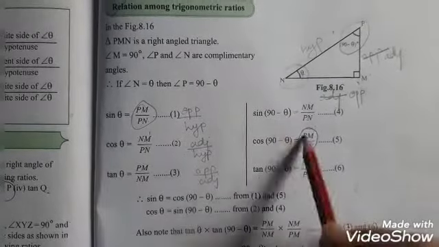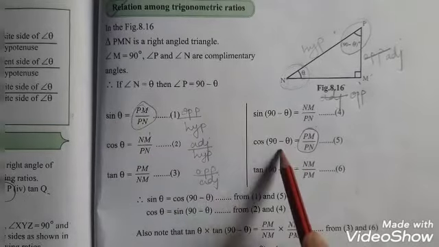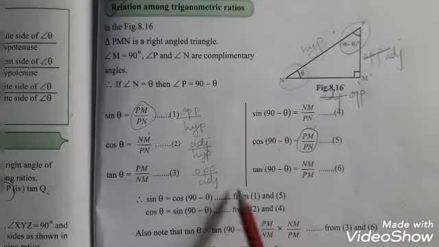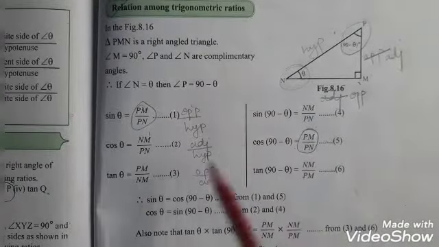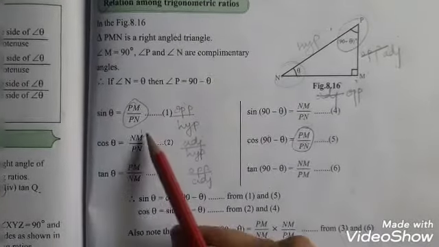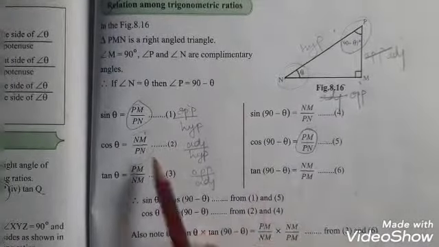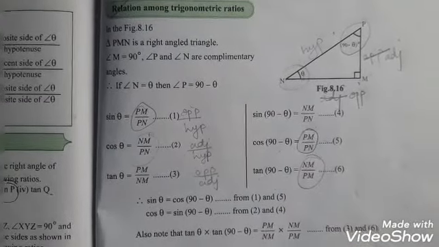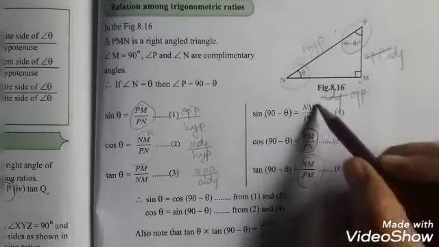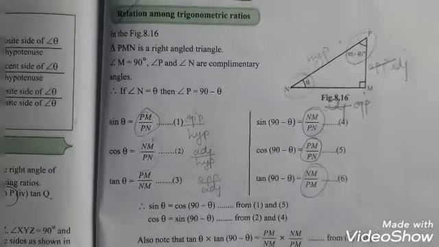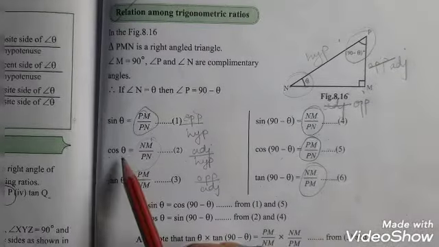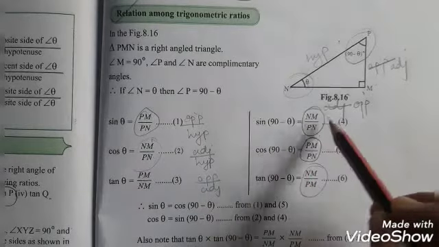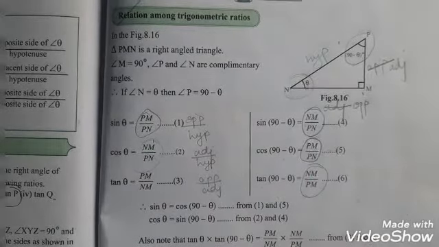So they are same. I can say that sine theta is equal to cos 90 minus theta, from 1 and 5. Okay. Same, the other one is NM upon PM, and this NM upon PM both are same. MN upon PN, so both are same. So I can say that cos theta is sine 90 minus theta from 2 and 4.